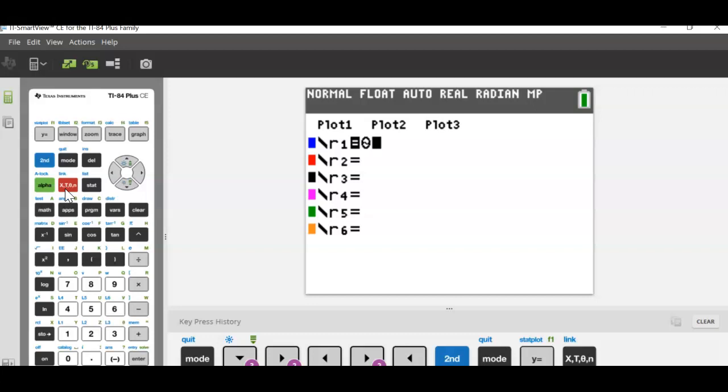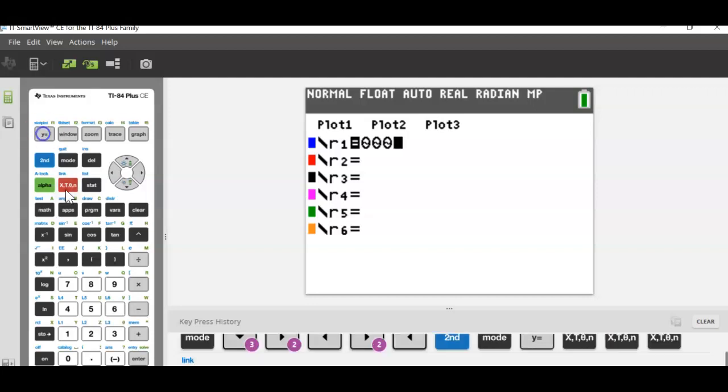Now again, that button, x, is really the variable button. You'll get x's when you're in function mode, t's when you're in parametric mode, thetas when you're in polar mode, and n for sequence mode. That's why there's x, comma t, comma theta, comma n, right? That's the variable button. Depending on which mode you're in, it'll determine which one you get. But the first graph that we wanted to do is 2 cosine theta.